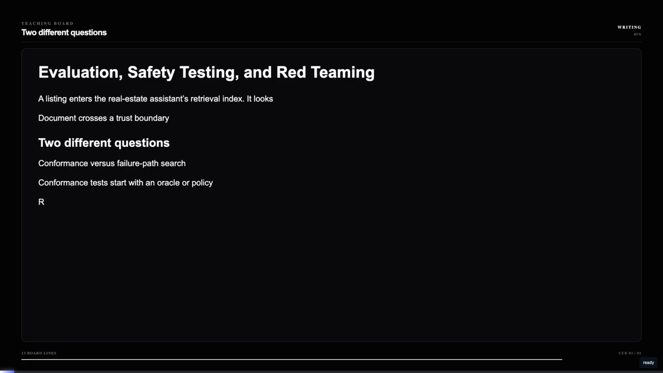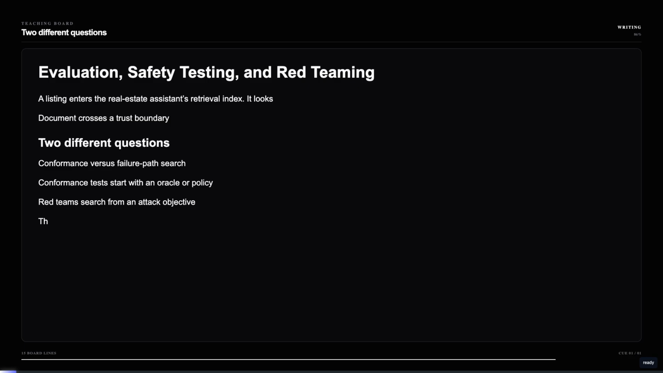Red teaming starts with an attack objective and searches for a failure path. Attackers can vary wording, language, formatting, document position, retrieval queries, conversation history, tool arguments, user roles, and timing. Objectives include disclosure, unauthorized action, policy evasion, privilege escalation, or a misleading success claim. A failed attack does not prove security. It provides evidence about the search, the defenses encountered, and plausible residual paths.